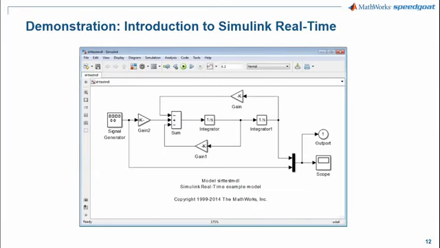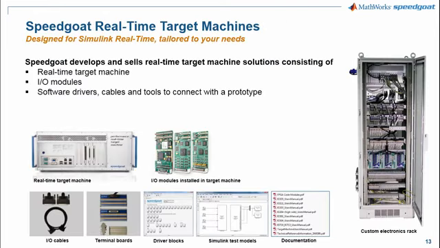Now that I've shown you that quick demonstration on how to move a model from desktop simulation to real-time simulation and testing with Simulink Real-Time, I would like to pass the screen over to Patrick to talk more about the second element of this solution, the hardware. Patrick? Thank you, Ethan. The MathWorks Speedgoat fully integrated real-time testing environment is formed by Simulink Real-Time software and Speedgoat real-time target machines. So let's discuss the hardware portion of our solution in more detail.